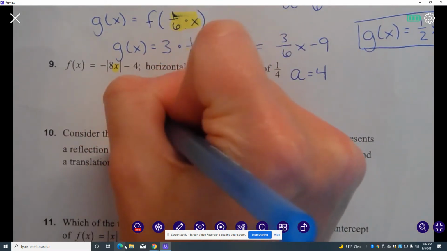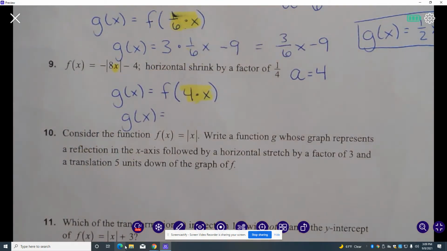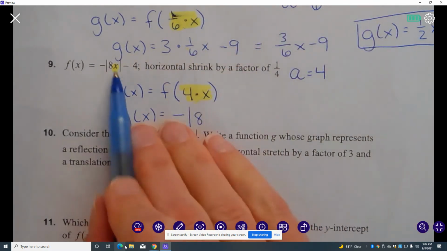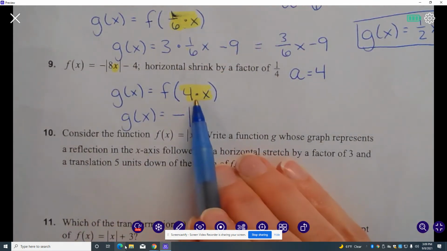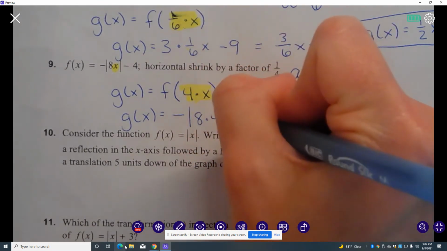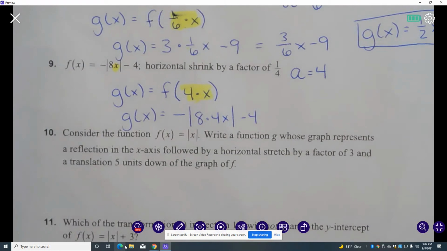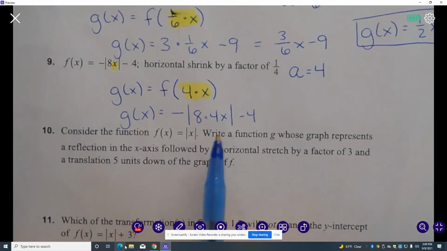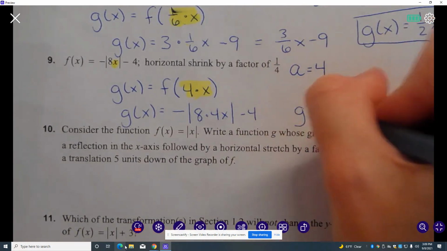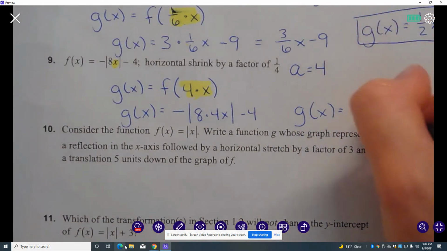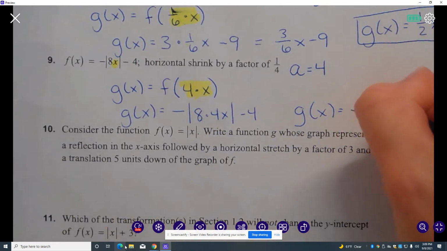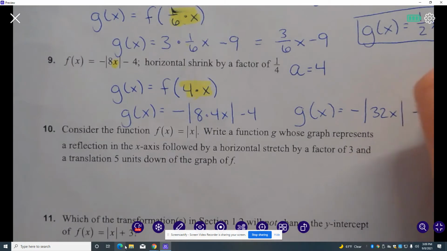So g of x is equal to the opposite of the absolute value of 8 times not x, but times 4x minus 4. The only thing I need to do is just do this multiplication to simplify this. So g of x is equal to the opposite of 8 times 4x is 32x minus 4.